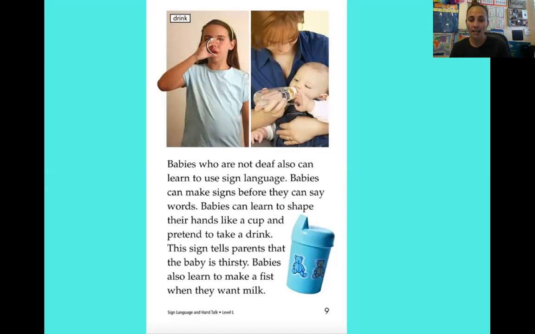Babies who are not deaf can also learn to use sign language. Even if you're not deaf, you could still learn. Miss Carney took sign language in college. Babies can make signs before they can say words. Babies learn to shape their hands like a cup and pretend to take a drink like that. And that tells parents before babies can talk that they might want to drink. This sign tells parents that babies are thirsty. Babies also learn to make a fist when they want milk.